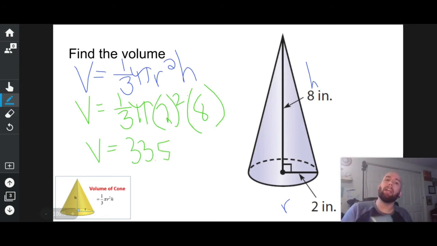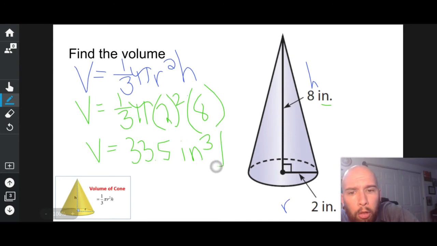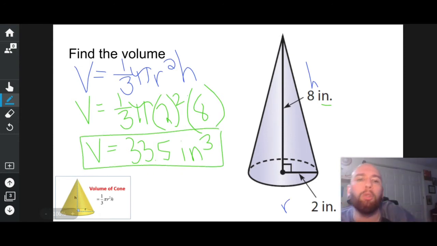Okay. My unit of measure is inches. And since we're dealing with volume, you have to cube your inches. Whenever you have volume, you cube your unit because a volume represents a 3-dimensional figure. And cubing things like a cube is 3 dimensions. Cube 3. Okay, 33.5 inches cubed.